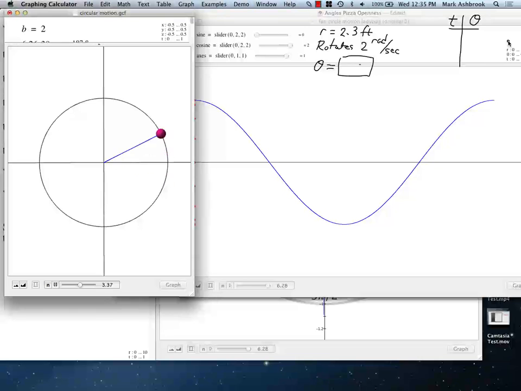So at time 0, what angle has been swept out? And at time 1, after 1 second, how many radians do we have? 2. Is it 2 or 2.3? No, we have dissension in the ranks. So the radius is 2.3, and it's rotating 2 radians every second. So how many radians will it go in 1 second? 2. It has nothing to do with the radius.